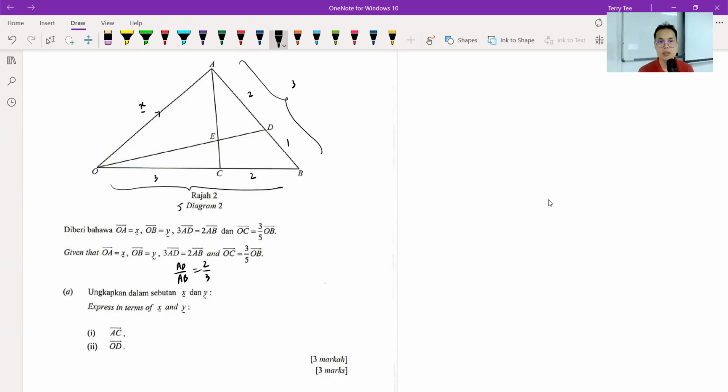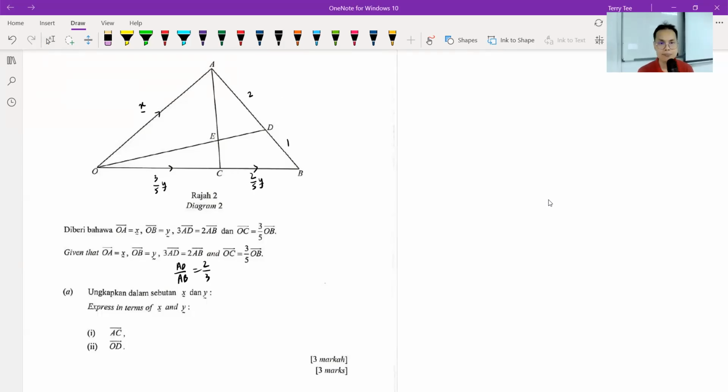This is 2. Now, I will label the y first because you're given OB is y. So if the whole thing is y, this is 3 over 5 y. This will be 2 over 5 y. The whole OB is just 1y.